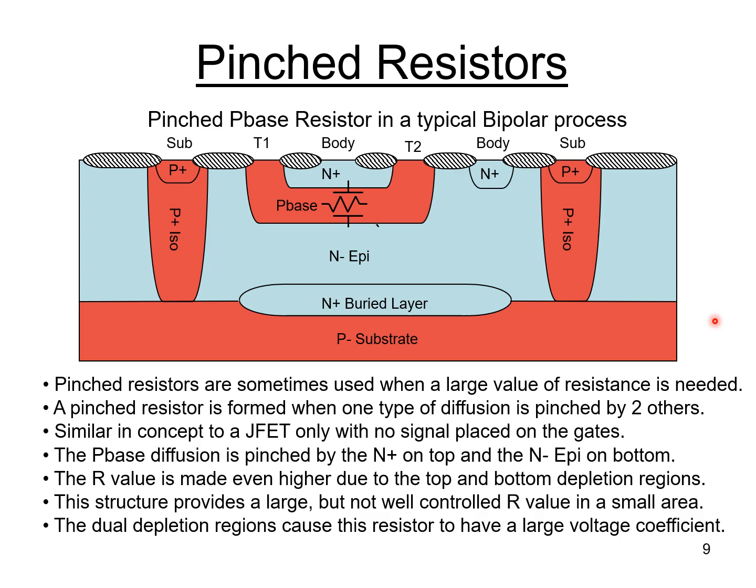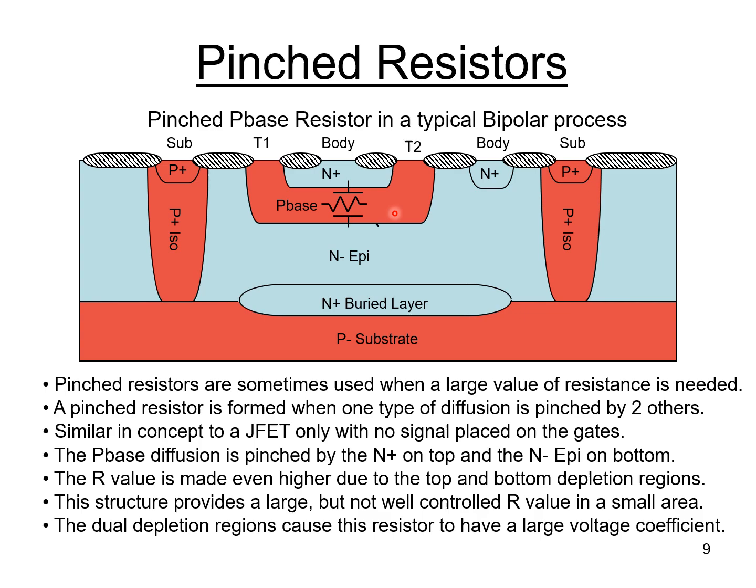And a pinch resistor is formed when one type of diffusion, in this case P-base, is pinched by two other types. And it's being pinched on top by an N+ region and on the bottom by an N- epi region. And if this looks familiar, it should be, because this looks exactly like that JFET structure we saw earlier. The only difference is there's really no signal placed on the gates in this one. The gates would be tied to some DC voltage somewhere.